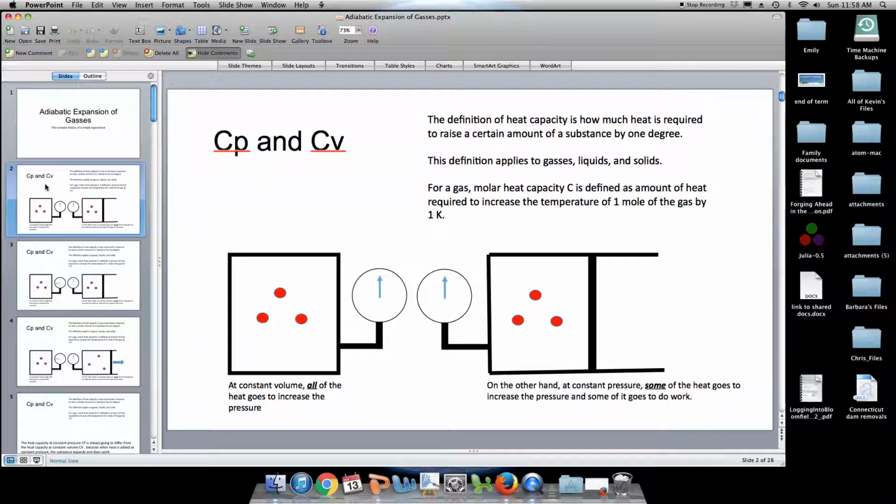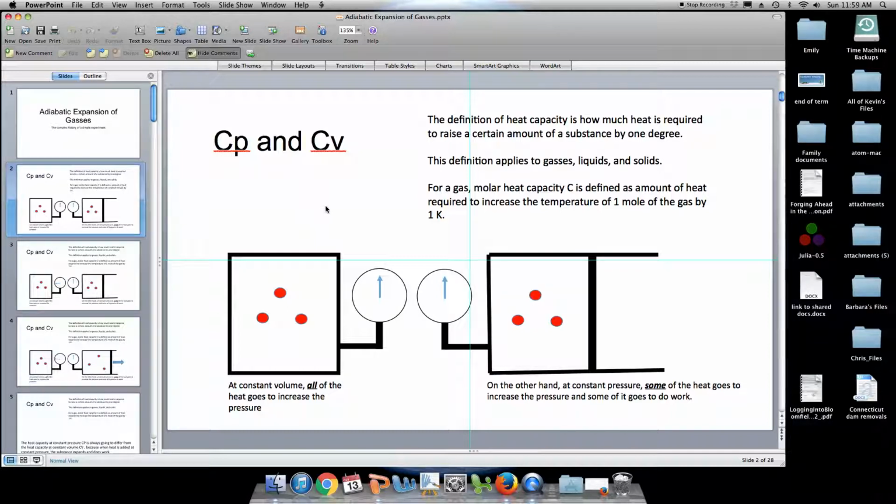And the first one is heat capacity. Now, when we're talking about heat capacity, we're talking about how much heat is required to raise the temperature of a certain substance by 1 degree. And this calculation can be done for gases, liquids, or solids. Now, when we're thinking about a gas, we are usually thinking about the molar heat capacity, which is defined as the amount of heat required to increase the temperature of 1 mole of gas by 1 degree Kelvin.